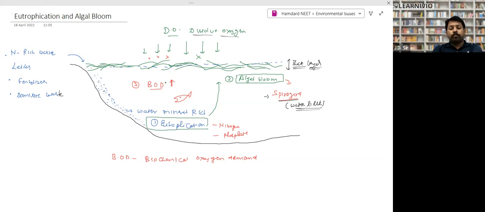Because of algal bloom, the supply of oxygen stops.